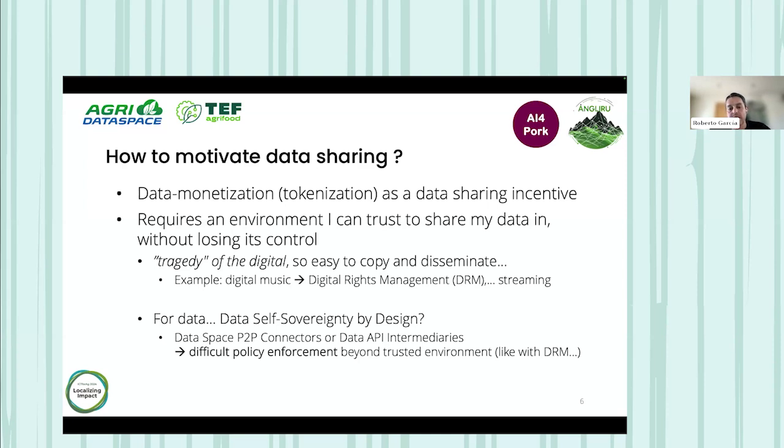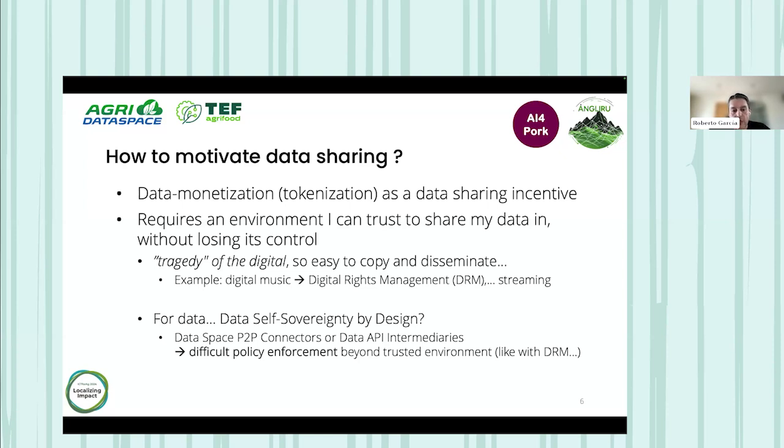Now the industry has discovered that streaming is a better way of dealing with this problem. No? This ease of copying and disseminating content, providing music more like a service. Can we do something similar for data, providing this sovereignty by design so you are in control of your data?